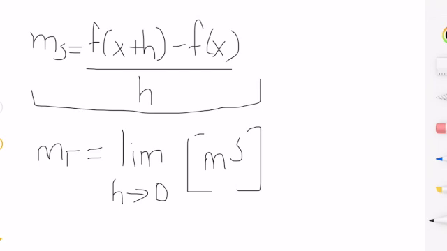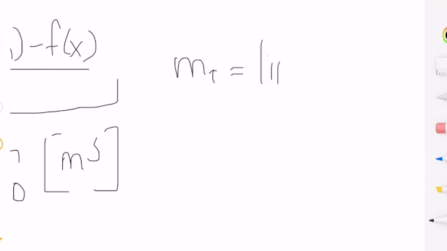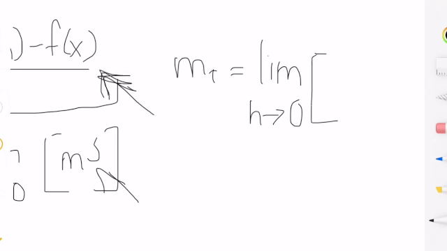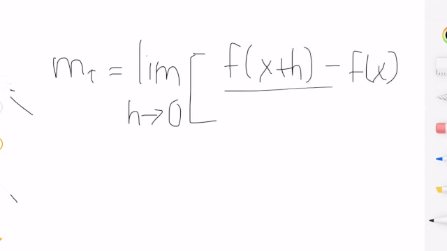Okay, so now we can write it out this way. The slope of the tangent line equals the limit as h approaches 0 of the secant line precisely, but we already have the function of the secant line. So let's write it using the brackets, f of x plus h minus f of x over h.